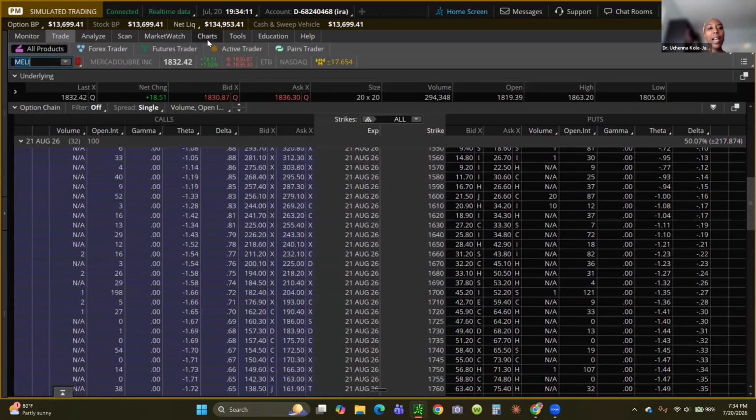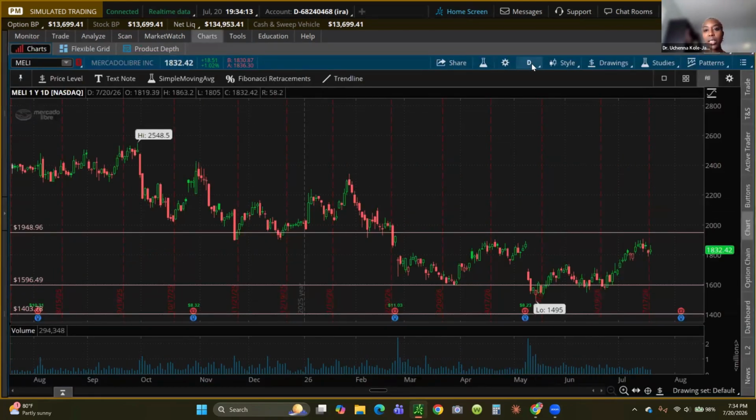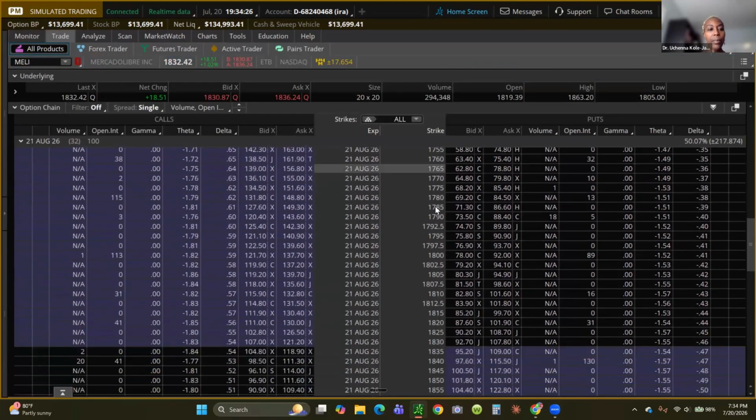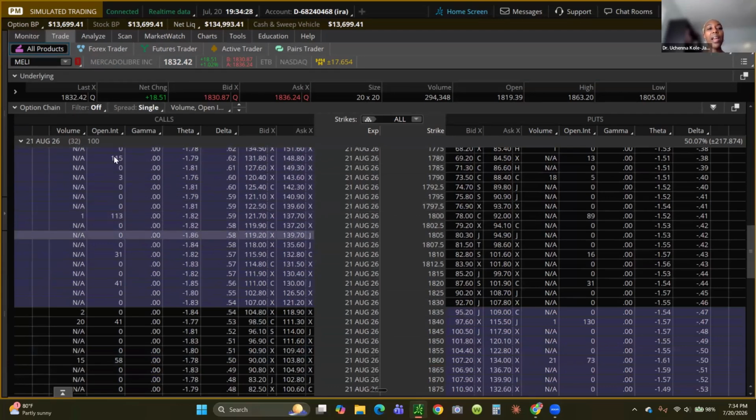But this is a high flyer. Okay, if you look at the chart, this stock moves a lot. It's an $1,800 stock. It moves like 1% a day on average. Let's look at the option chain. First of all, red flag. Some of these open interest contracts are zero. That means nobody's trading it, right? And some of them are 100 or more.